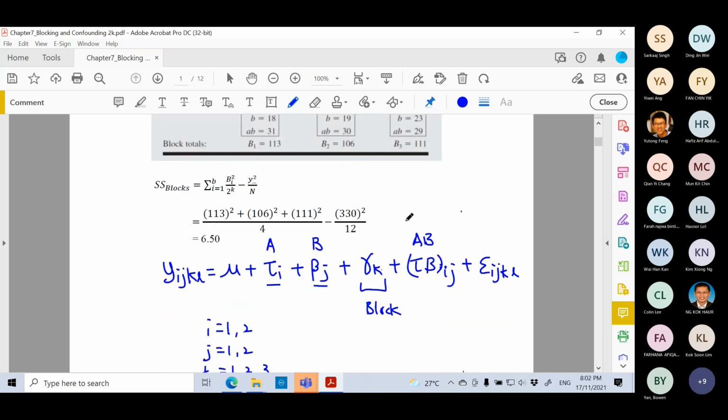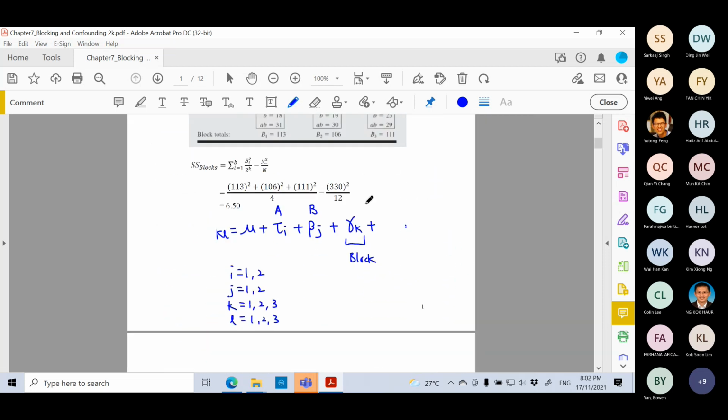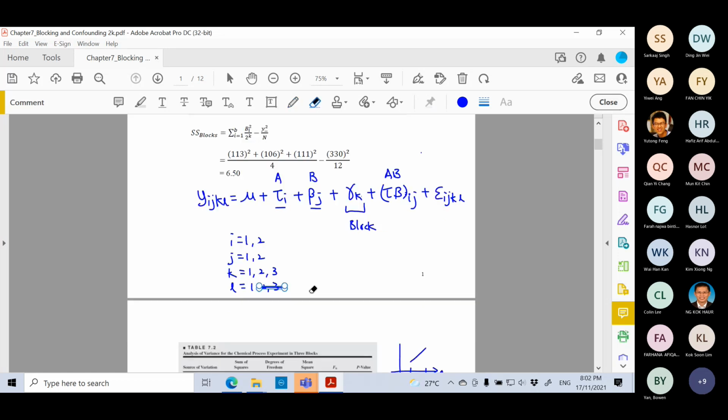So therefore, in this example here, altogether you have the overall treatment combination of only 12 of them. Only 12 of them. Therefore, the L here shouldn't be 1, 2, 3. The L is only 1. For each one you only have 1. So I make the correction here. I remove it. The L is only 1.